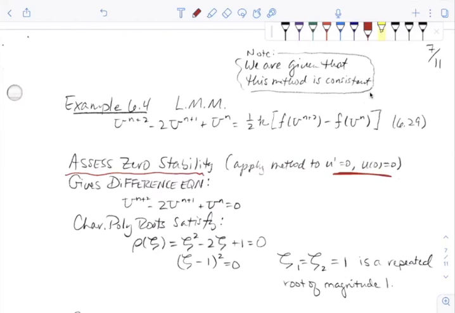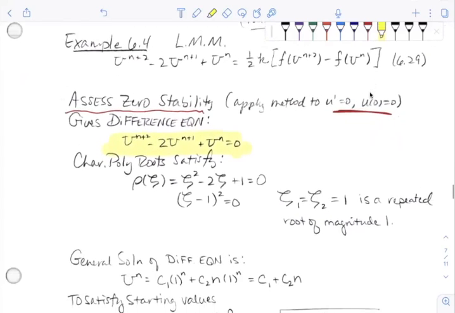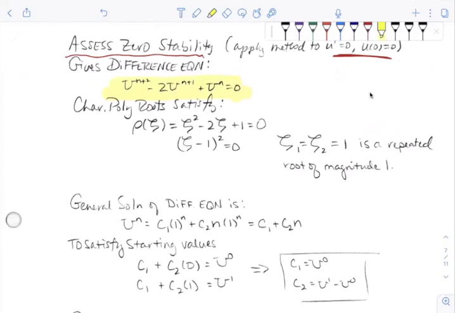A lot, of course. So let's start by looking at the difference equation that you get from applying zero stability to equation 6.29. So the left side sticks around and the right side gets set equal to 0. The characteristic polynomial that you should be looking at is rho of zeta. And that's a pretty nice one, right? That thing factors. So you have a nice zeta minus 1 quantity squared is equal to 0. So what you have is a repeated root of magnitude 1.